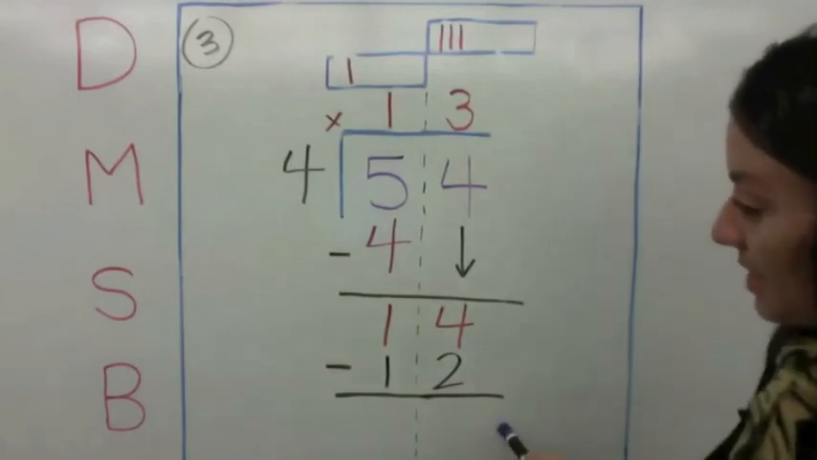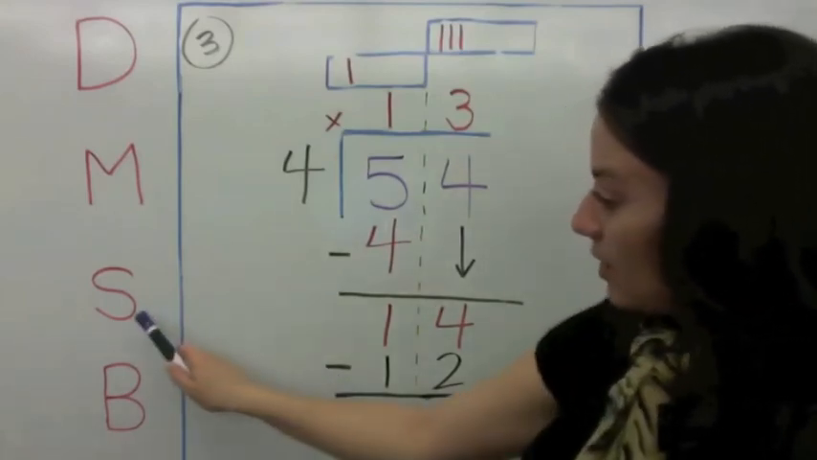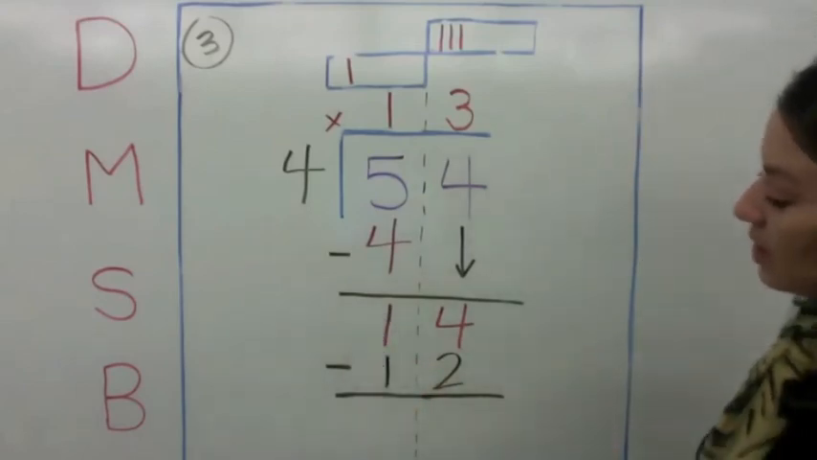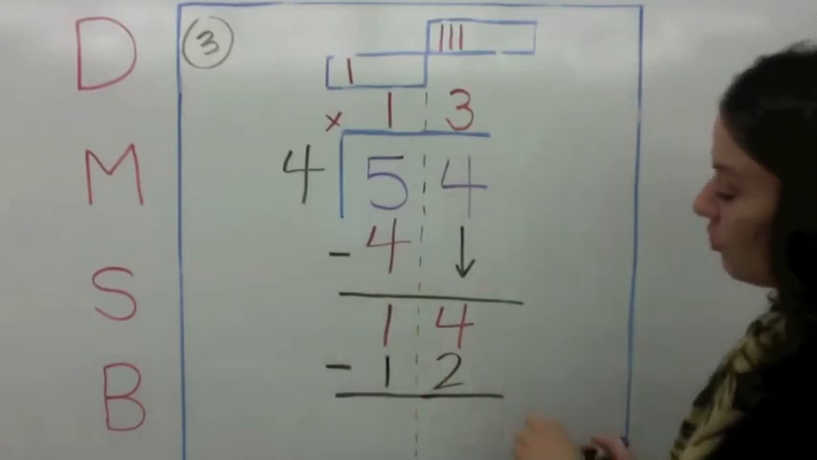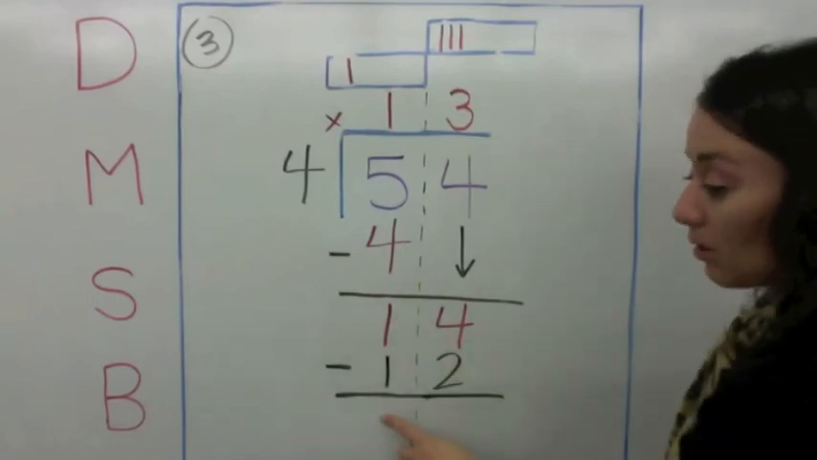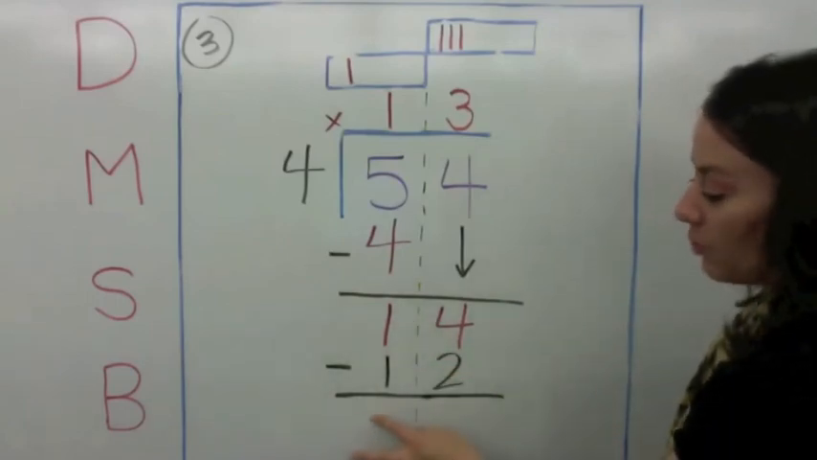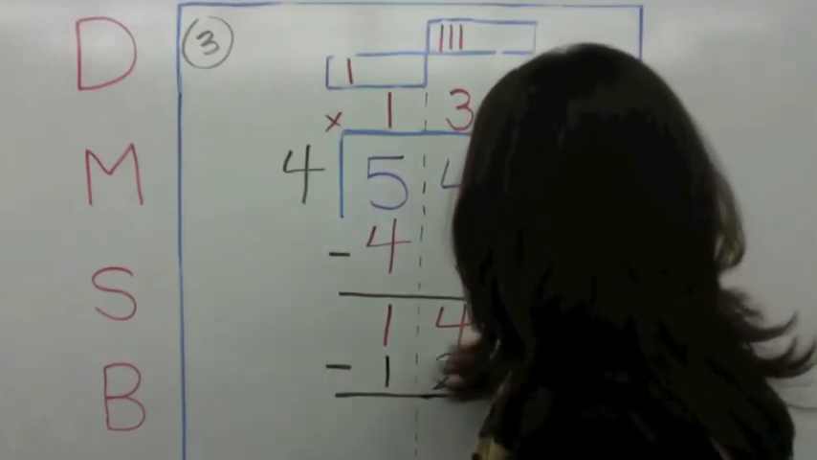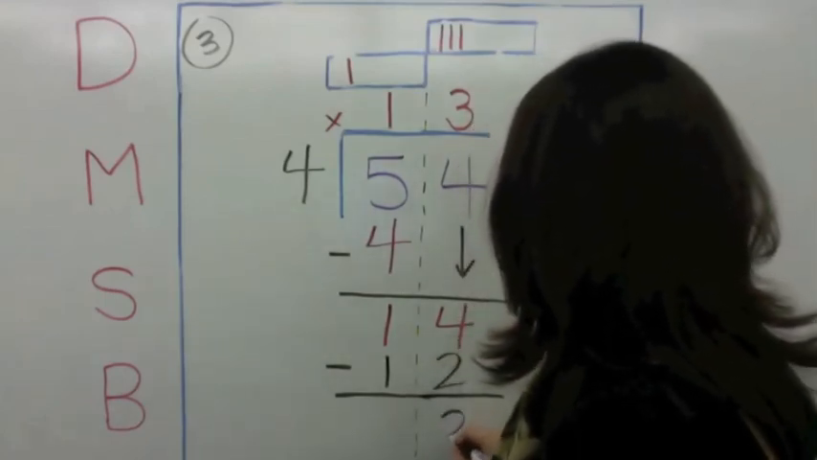Okay, so the last step to this is to subtract the numbers. So we have 14 minus 12. You just work with 4 minus 2 because 1 take away 1 is 0. So you don't have to put a 0 here. It's invisible. You do 4 minus 2. You say 4, 3, 2.